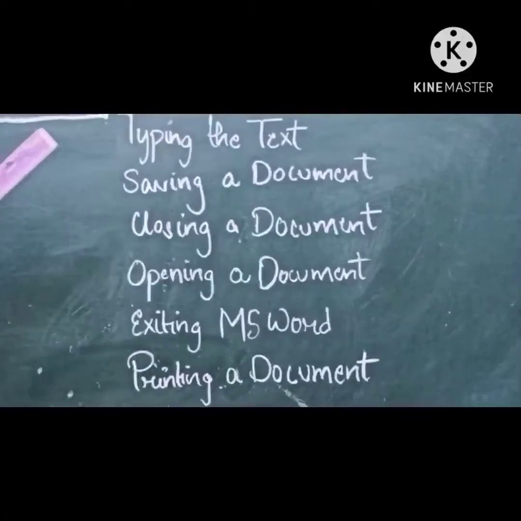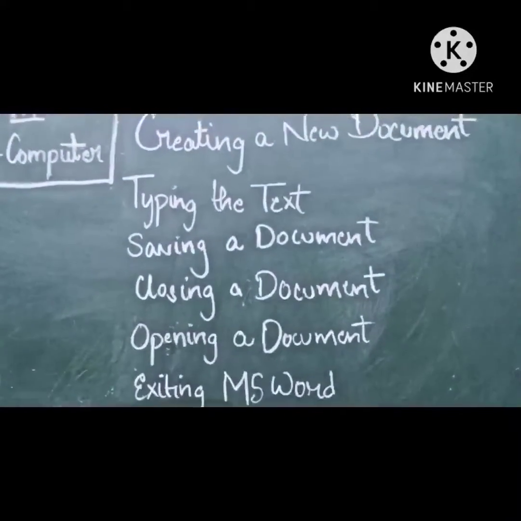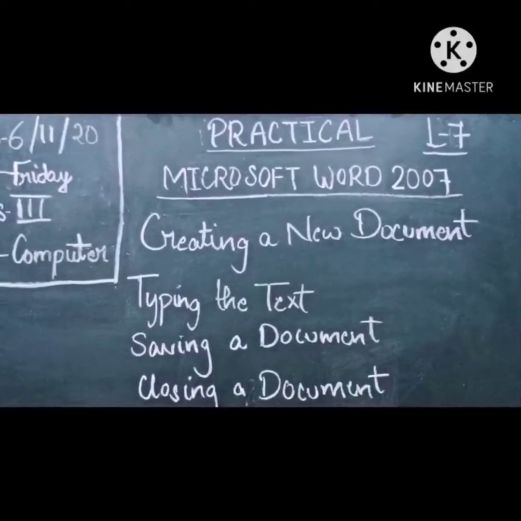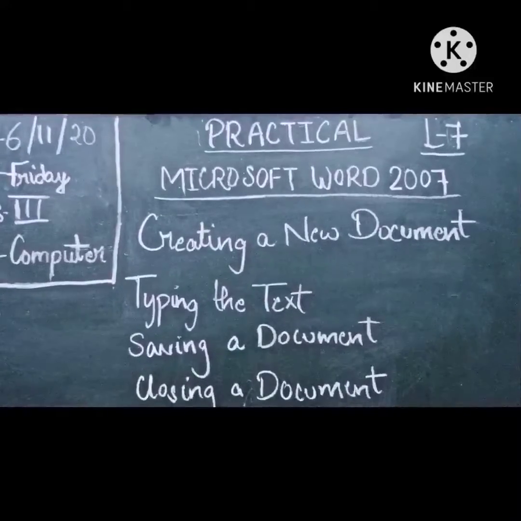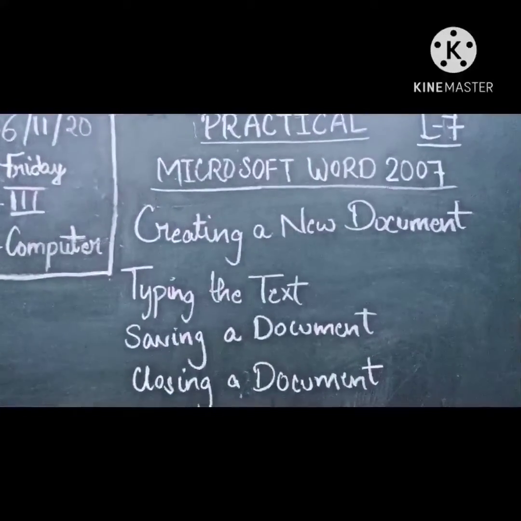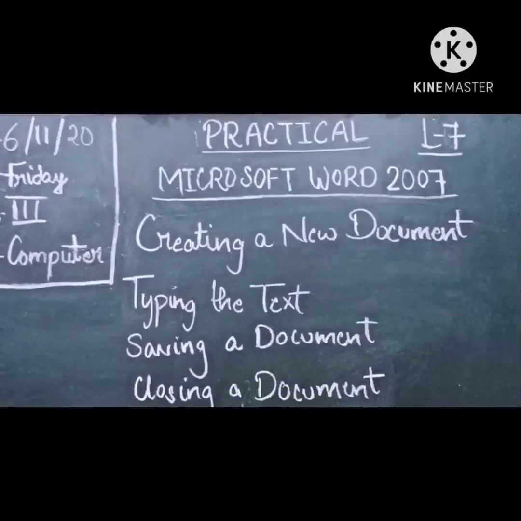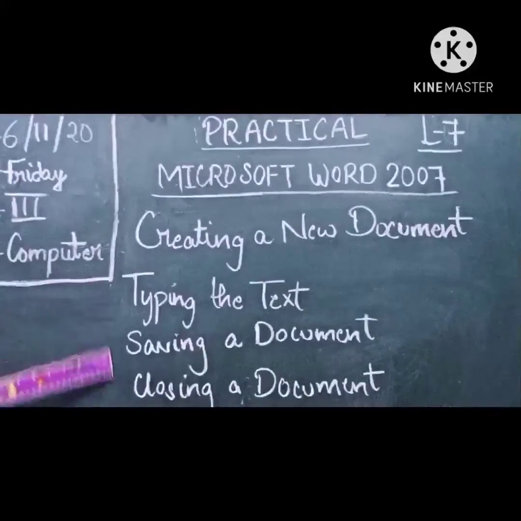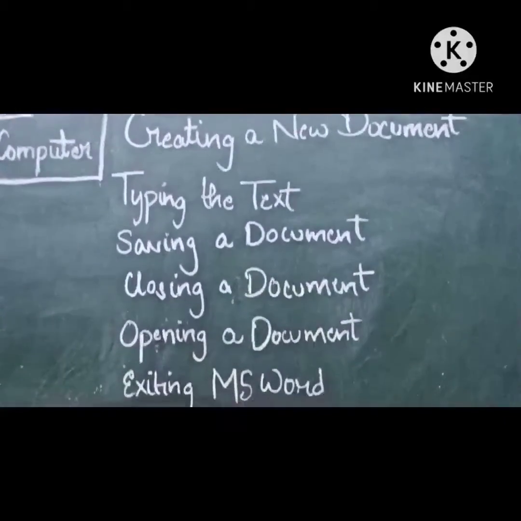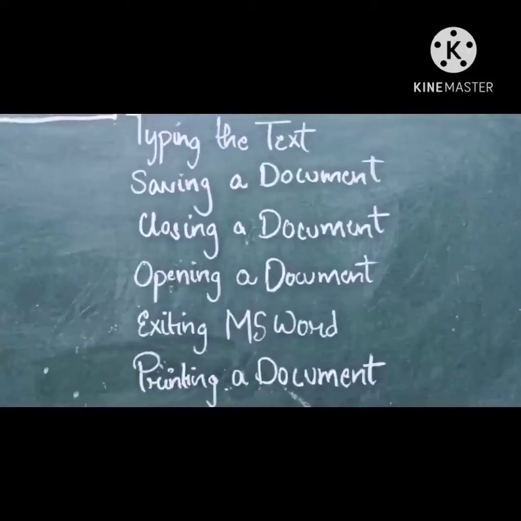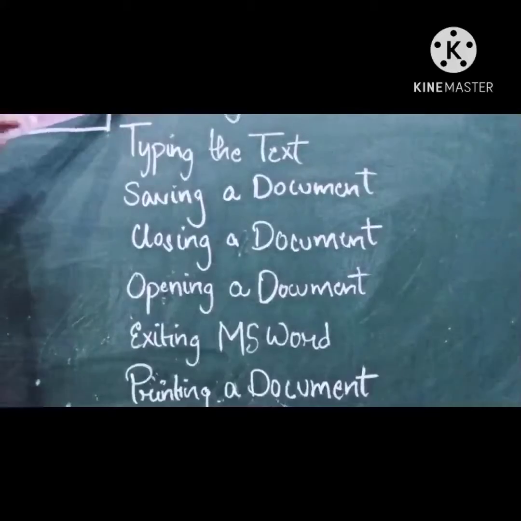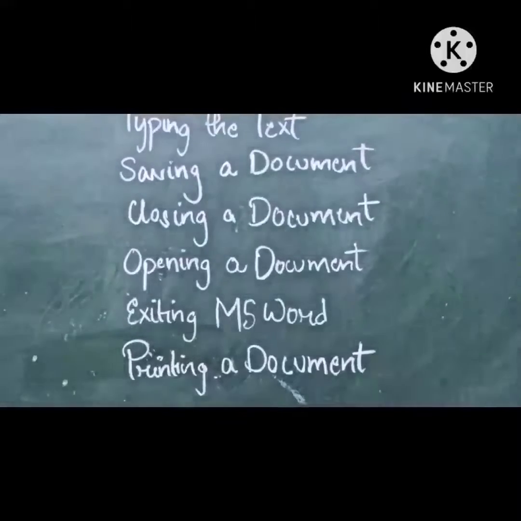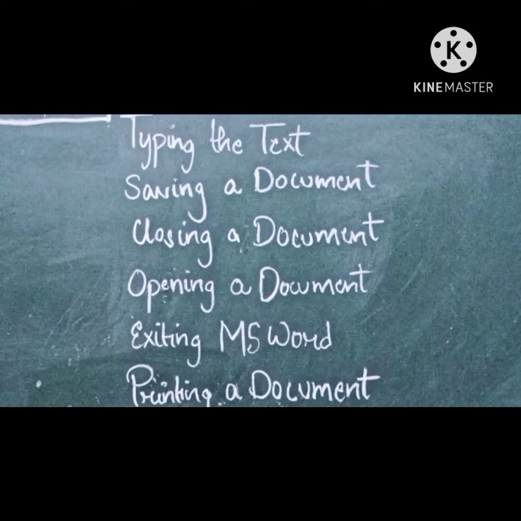Children, in the previous tutorial I explained about the Office button. On clicking the Office button, a menu appears in which we can create a new file, open an existing file, save a file and perform other tasks. All these options are present in the Office button. Now children, I will explain all these options with the help of a practical. Let us start the practical.